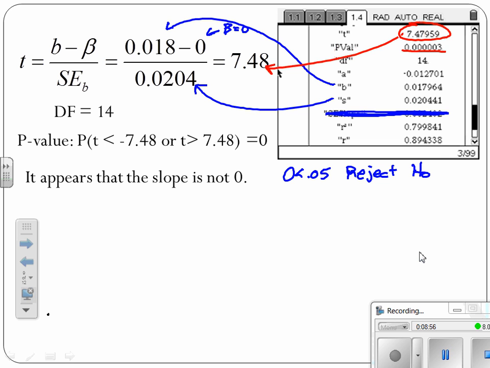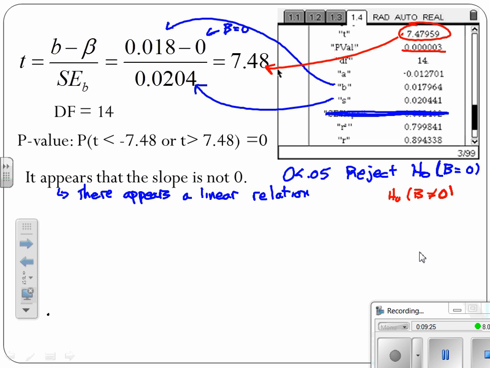So keep it in mind, the null was that beta equals 0, so we rejected that. So it looks like the alternative, right? Let's say the alternative, the slope is not 0. There appears to be a linear relationship. Notice I didn't give you a direction one way or the other, and that was simply because, remember, the alternative was that beta is not 0, so that just tested for a linear relationship.